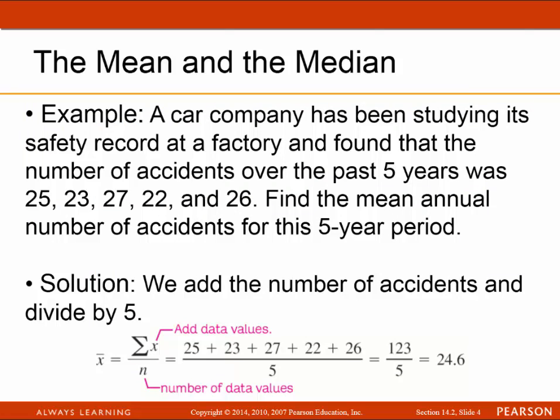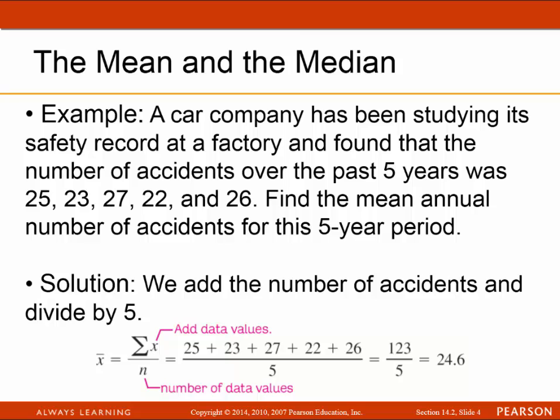So here's an example. A company has been studying its safety records at a factory and found that the number of accidents over the past 5 years was 25, 23, 27, 22, and 26. We're going to find the mean annual number of accidents for this 5-year period. We're going to add up the number of accidents and divide by 5 because we're looking at a 5-year period.